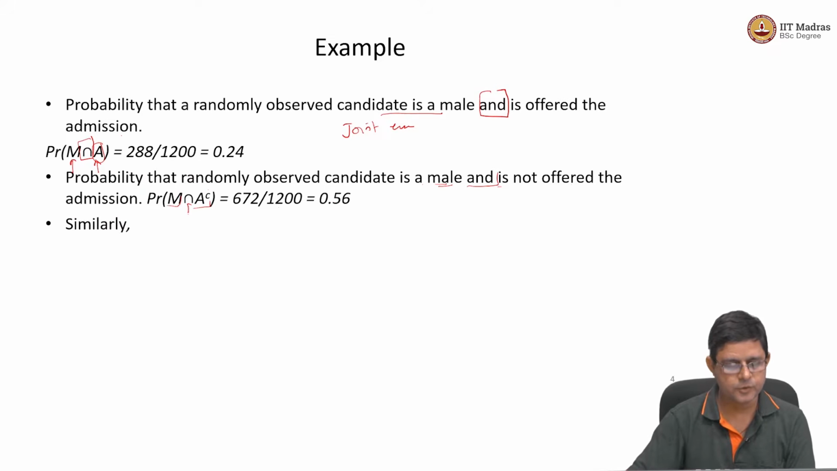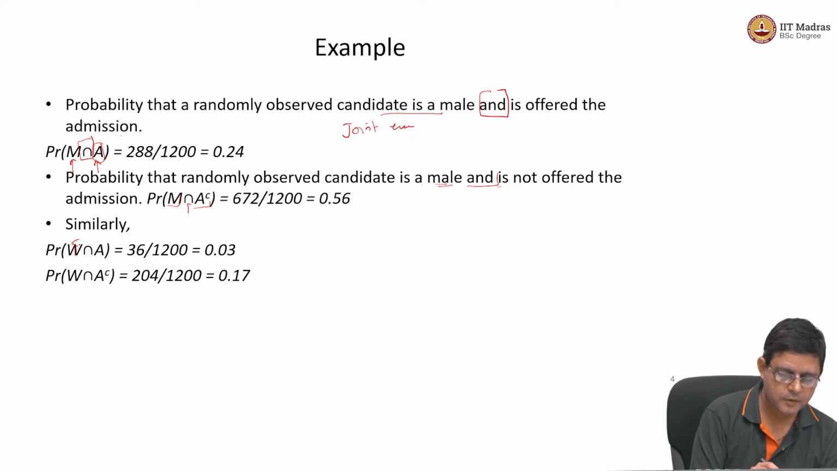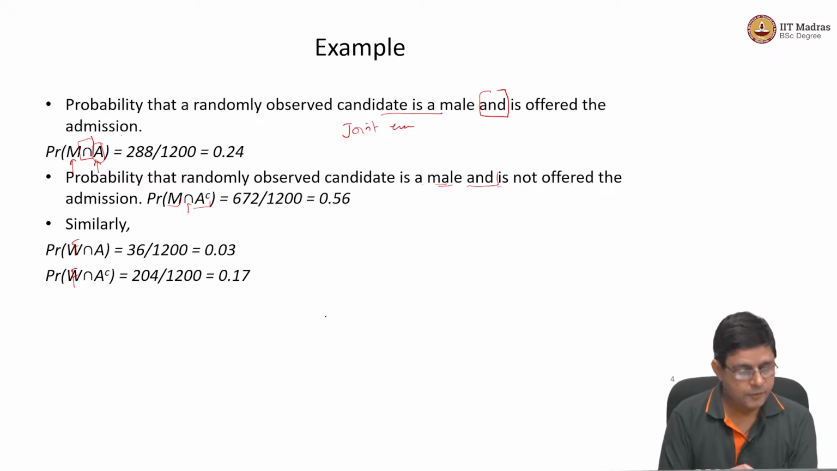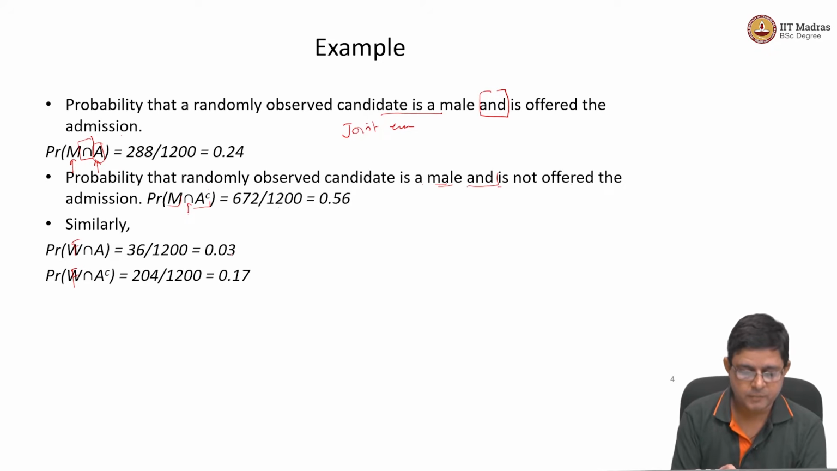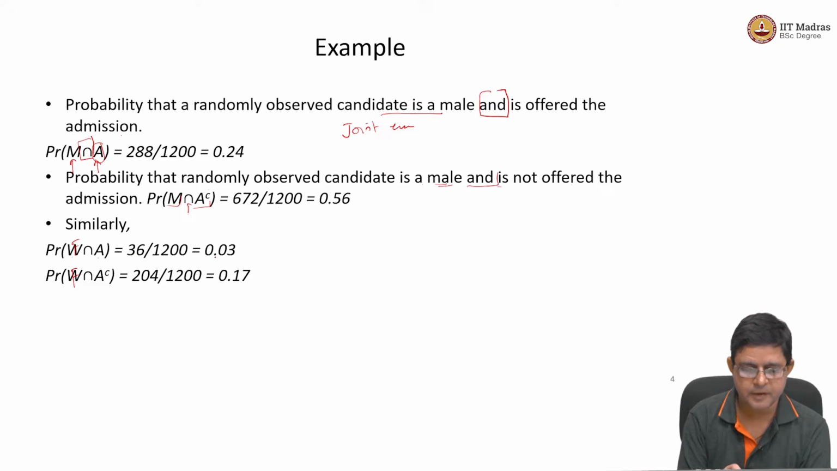As I said, for the other two, obviously this should be F. From the previous slide, this should be F, or I can change that F to W. So, 0.03 is the joint probability that the candidate is a female candidate and she is offered admission. That is probability 36 divided by 1200. The probability that the candidate is female and she is not offered admission is 204 divided by 1200, 0.17. This is from the data.